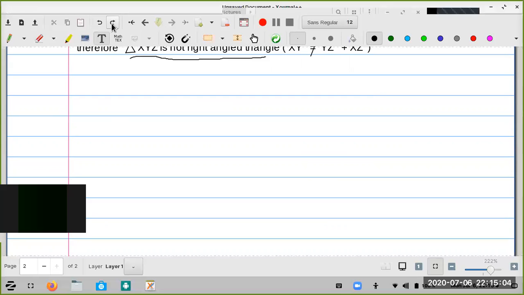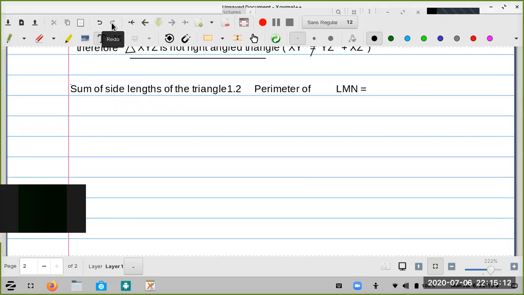Sorry, I was just deleting everything now, which I was not supposed to do. Let me go back to where I was right here. I was saying here, so let me just use backspace.